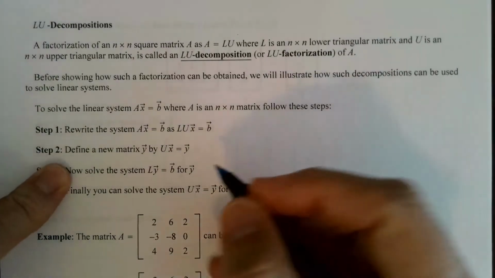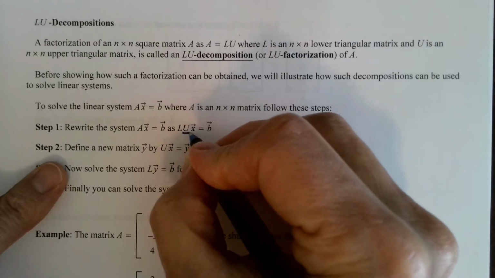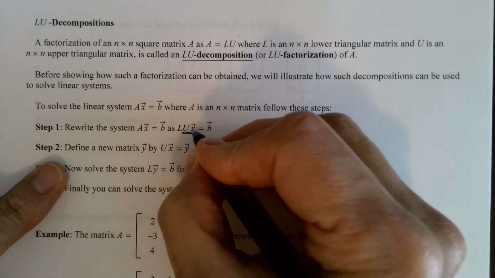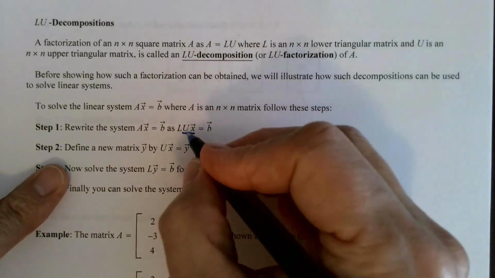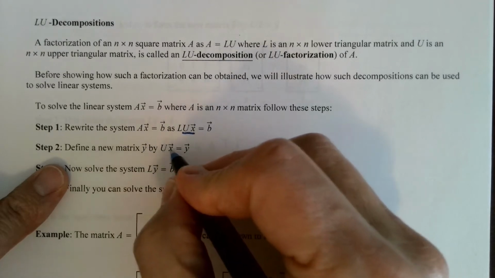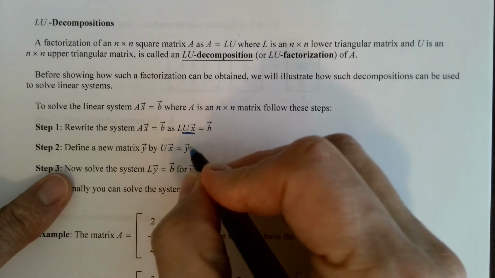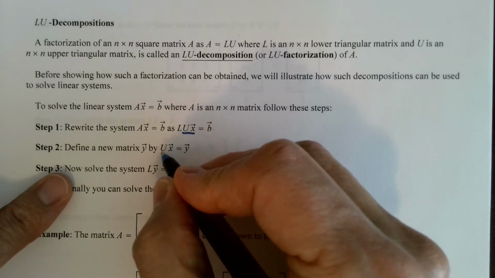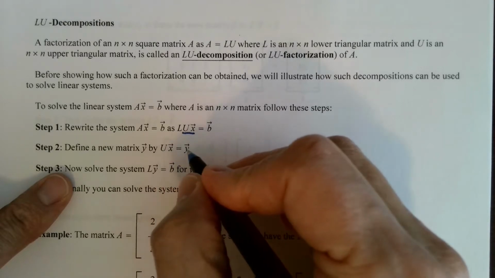And now what I'm going to do is this. I'm going to look at the product UX. Remember, U is n by n, x is n by 1, so UX is n by 1. And so that's going to be equal to some other n by 1 vector. I'm going to call that Y. I'm going to define this new matrix Y by UX equals Y. This gives me a new system of equations, if you think about it, where the coefficient matrix is now this upper triangular matrix. And X is the unknowns. Y, of course, is sort of a placeholder.